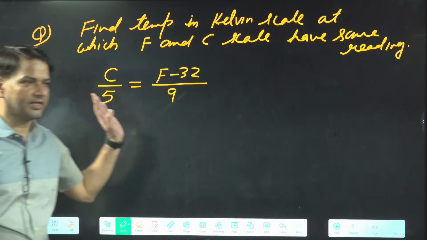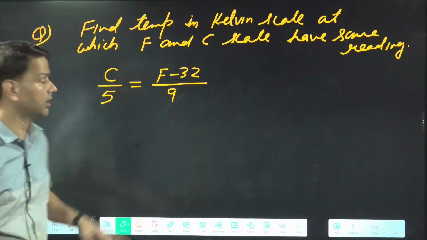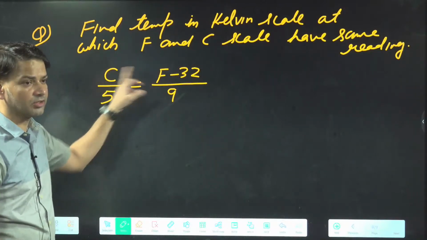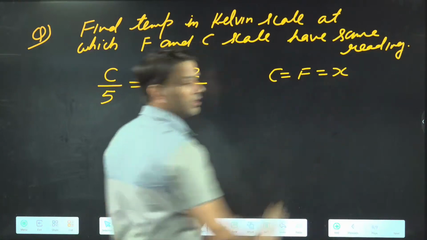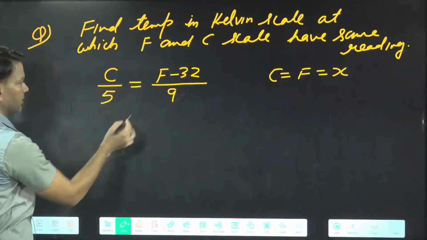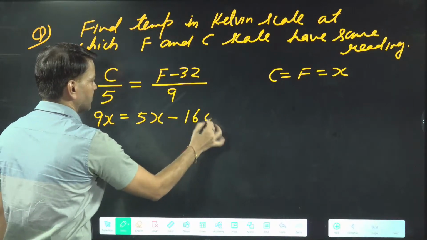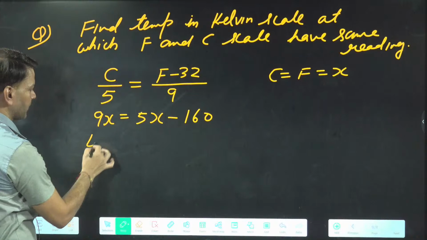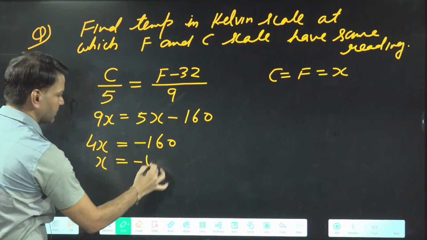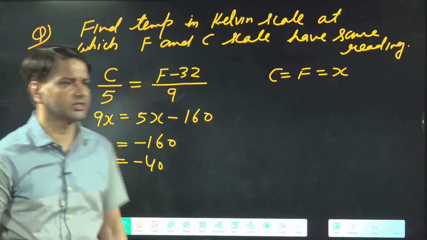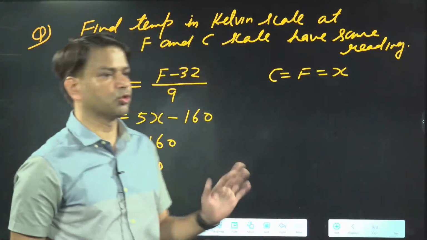From the thermometric scale identity, when you equate, because you want to convert one scale to the other. Now here they are saying C and F show the same reading. So suppose I write C is equal to F is equal to X. Then 9X is equal to 5X minus 160. From this you will get 4X is equal to minus 160. Then X is minus 40. So we can write minus 40 degree C, or minus 40 degree F. So at minus 40 they will show the equal reading.